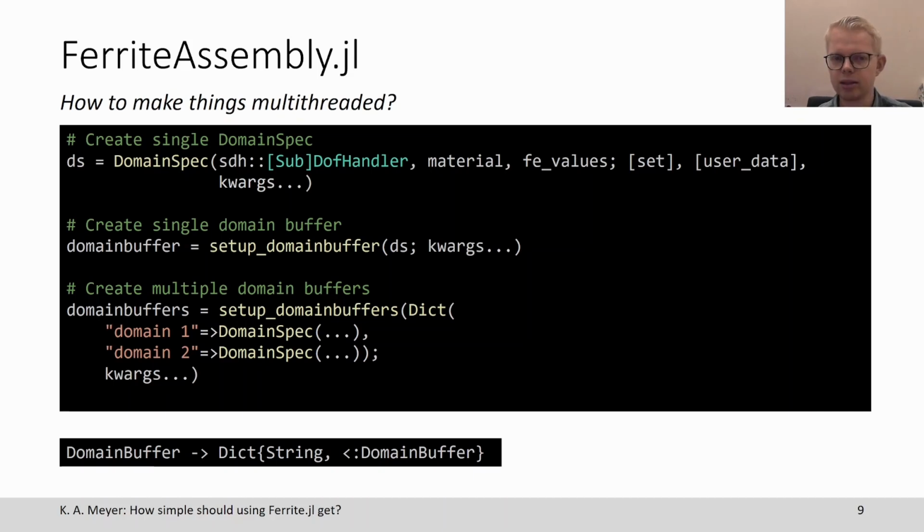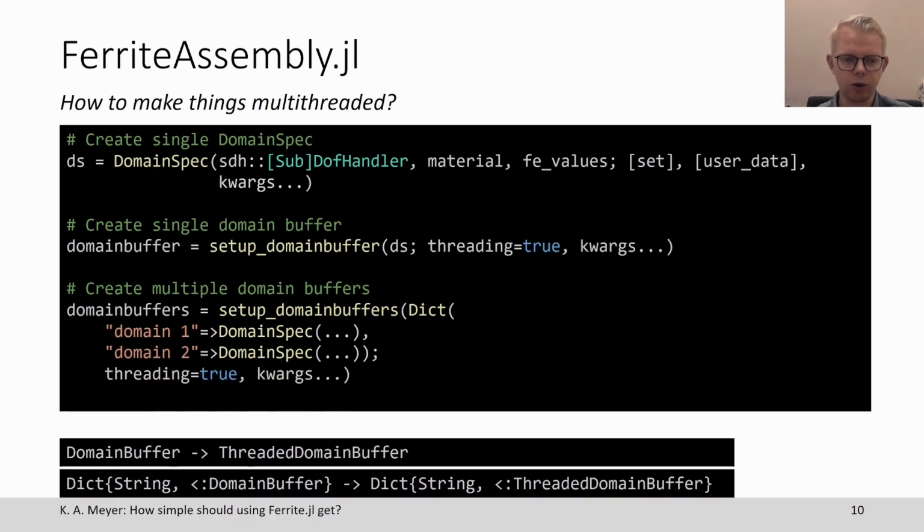So how do we make this multi-threaded? Well, we just say threading true, and then things change into a threaded domain buffer, but again it can be used the same way from the top level and from the bottom level.